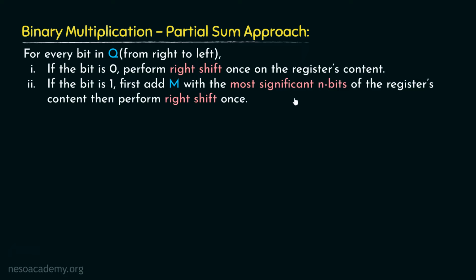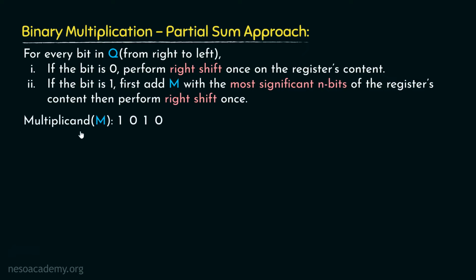Notice this one very carefully. If the bit that we have come across is 1, we are supposed to first add the entire multiplicand with the most significant n bits. This is a bit interesting. The addition is performed with the contents of the register and with m, but we are supposed to add the register's contents most significant n bits with the m, that is the multiplicand.